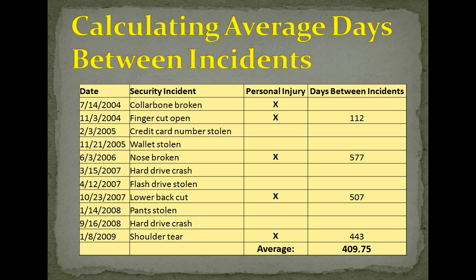For example, I have done this for the personal injury category here. I subtracted July 14, 2004 from November 3, 2004, and it was determined that there are 112 days between the first and second personal injury incident. Subtracting the second incident date of November 3, 2004 from the third date of June 3, 2006 resulted in 577 days, and so forth. The average days between incidents was then determined by finding the mean of the values calculated. For personal injury, it was determined to be 409.75 days.